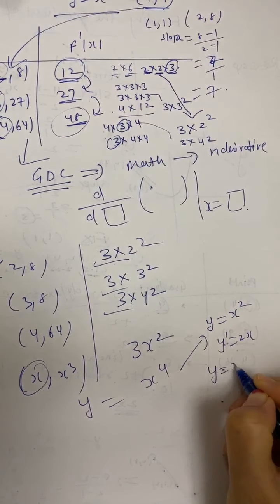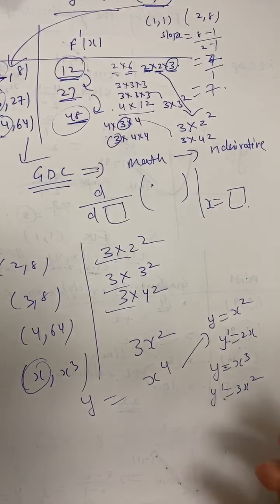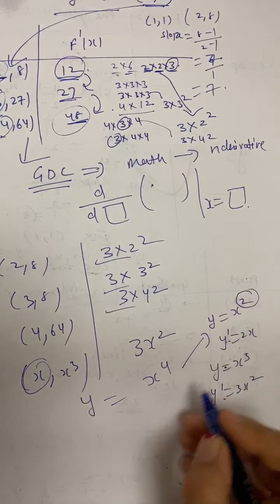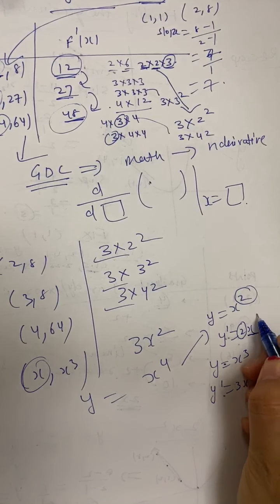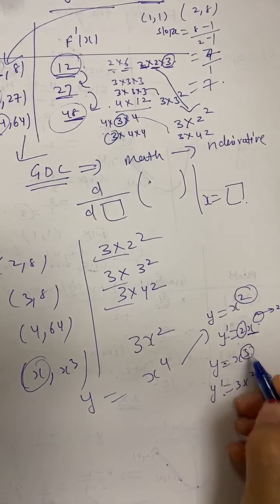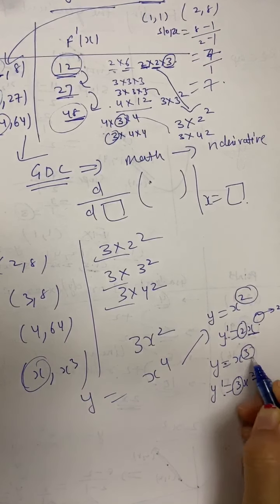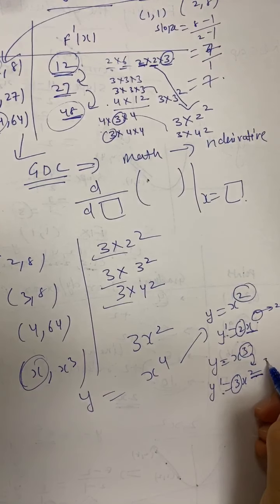If y is equal to x cube, your y dash is 3x square. So if y is x to the power 4, I can see what is happening here. So if this is 2, 2 comes here. And then what happened with the degree of x? It diminishes by 1. So here we have 2 minus 1. And if it's 3, then 2 is 1 less than 3. So the degree diminishes by 1. So this 2 is 3 minus 1.